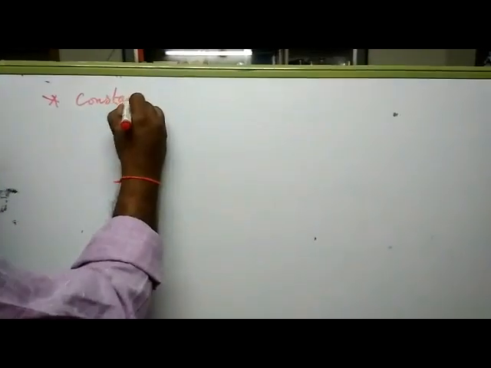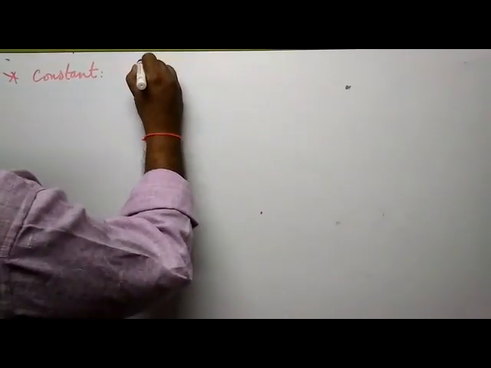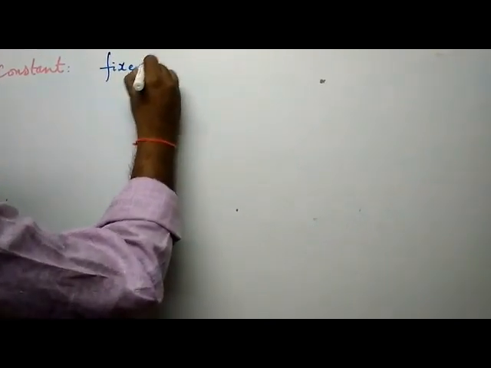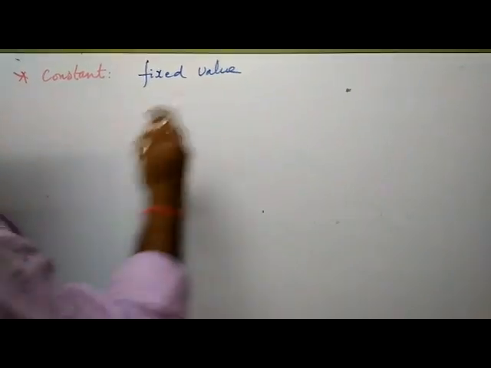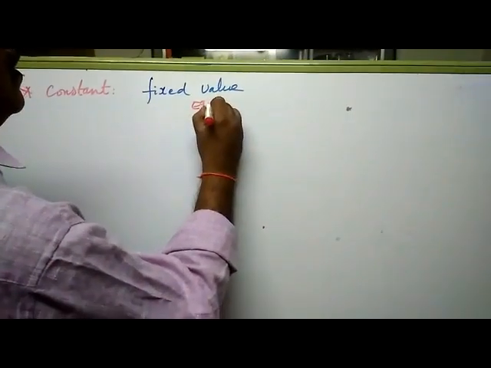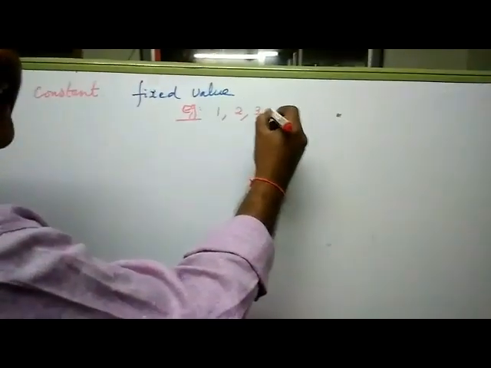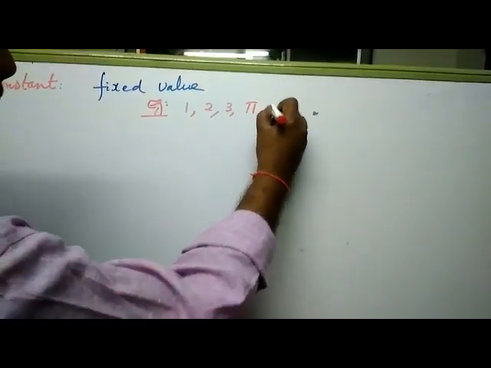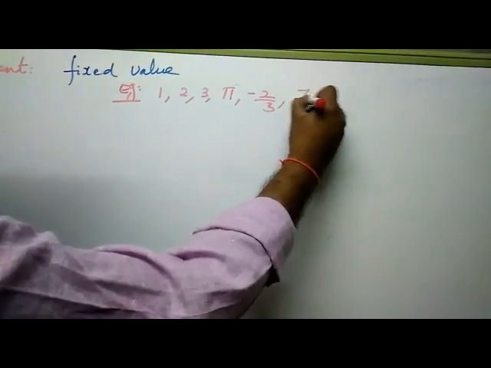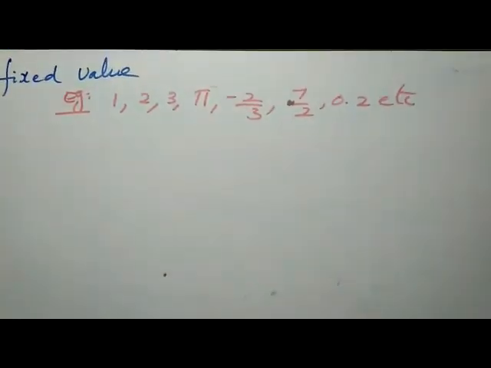Constant is having a fixed value. Constant in the sense of fixed value. What are the examples of constants? Constant examples: 1, 2, 3, and whatever it may be, pi, -2/3, 7/2, 0.2, etc. These are the examples of constants.